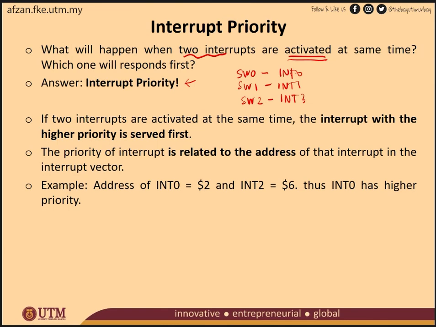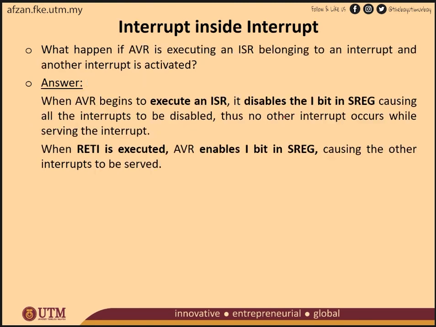Okay, so another example. You have INT0 which is at address 0002 and INT2 at address 0006. INT0 has a higher priority, so this one will go to your interrupt, or will be served by the microprocessor instead of your INT2, because INT0 has higher priority compared to INT2. Right, there is an interrupt priority.